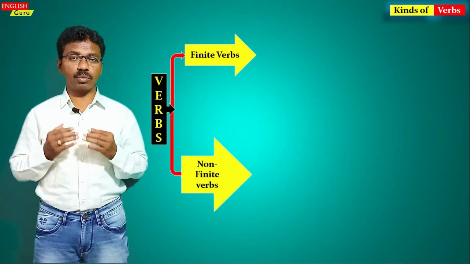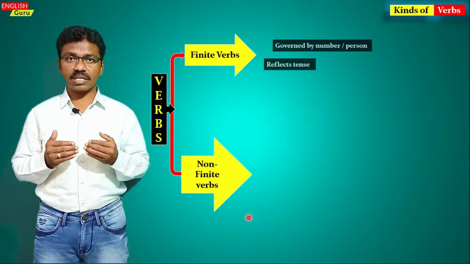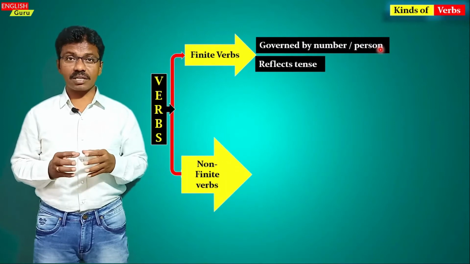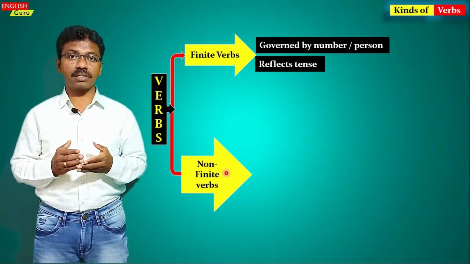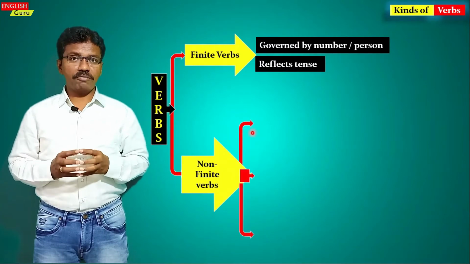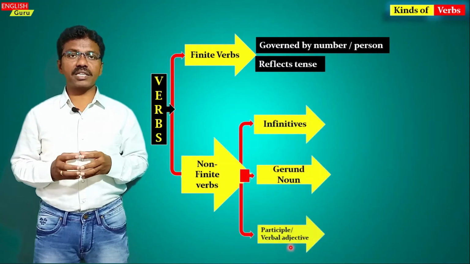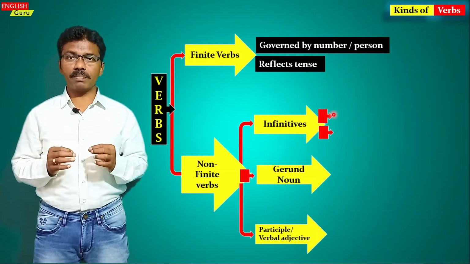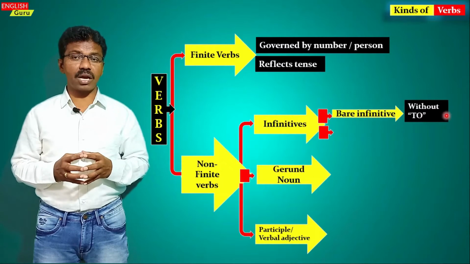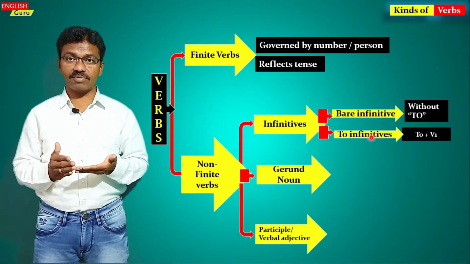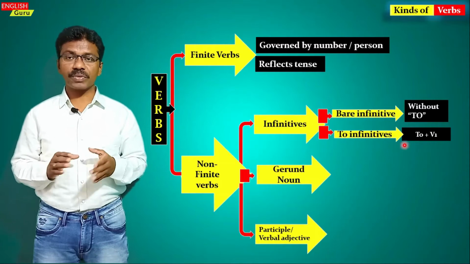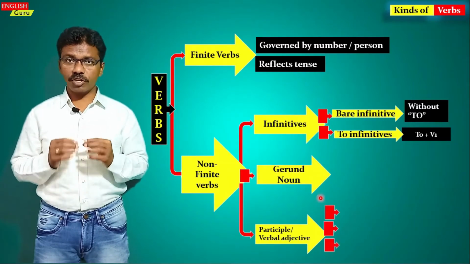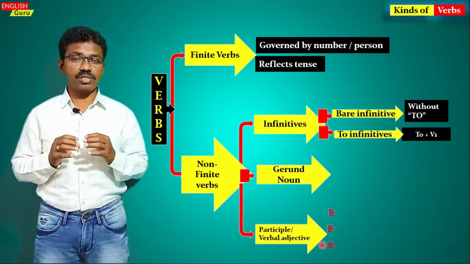That is, one category is finite verbs, the second category is non-finite verbs. Finite verbs reflect the tense and they are governed by number, person, gender, whereas non-finite verbs are divided into three categories: infinitives, gerund nouns, and participles. We call them verbal adjectives. And infinitives are again two types: bare infinitives, which means without to, and to infinitives with to. And the next one is gerund nouns, the verbs used as nouns, they are called gerund nouns.